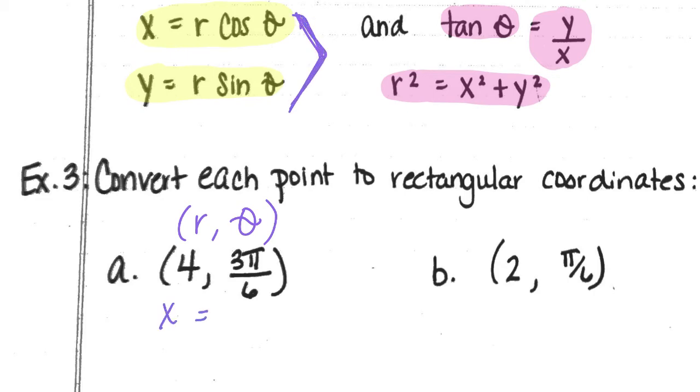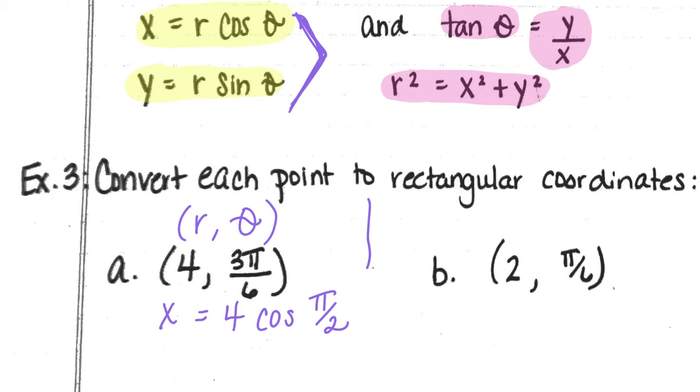So I have to use these two to convert to rectangular. Remember, x is equal to r times the cosine of 3 pi over 6. Well, I know 3 pi over 6, isn't that just pi over 2? So I'm going to write this as pi over 2.